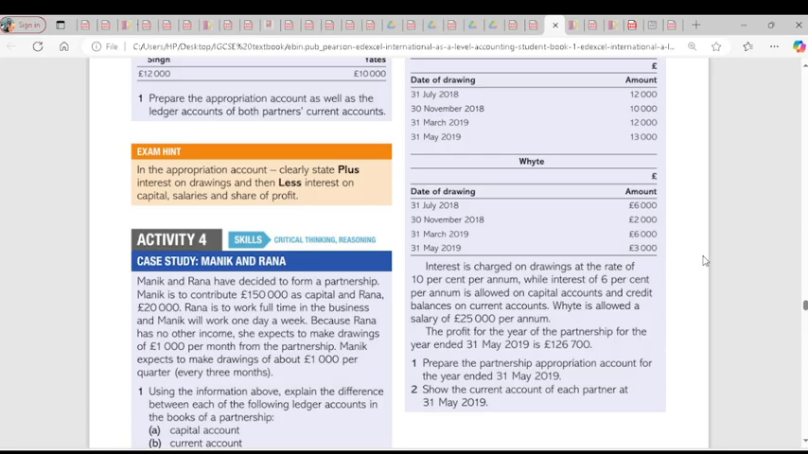Now, interest on capital. Interest on capital for Tanaka is there on the capital account. It is 18,000 for Tanaka interest.